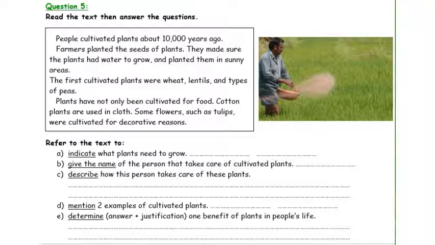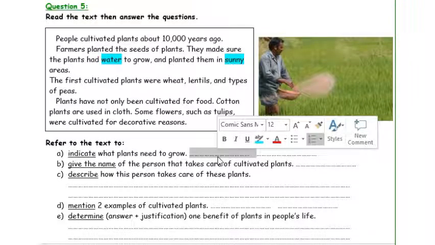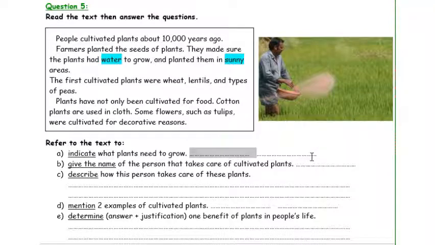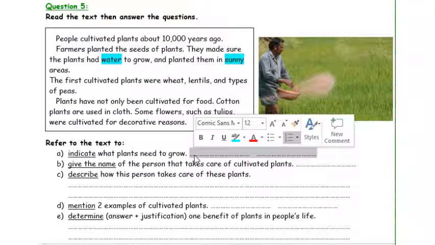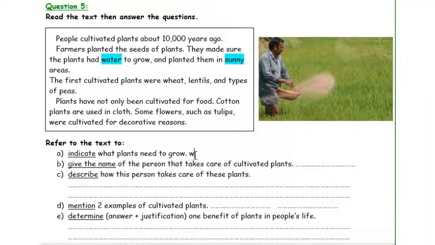Refer to the text too. What do plants need to grow? What did they say? Water. Excellent. What else? And sun. Did they say anything else? Since we have to get the answers from the text, writing water and sun is enough. So the farmer gives enough water to the plants and puts them in a sunny area. So plants need water and sunlight.